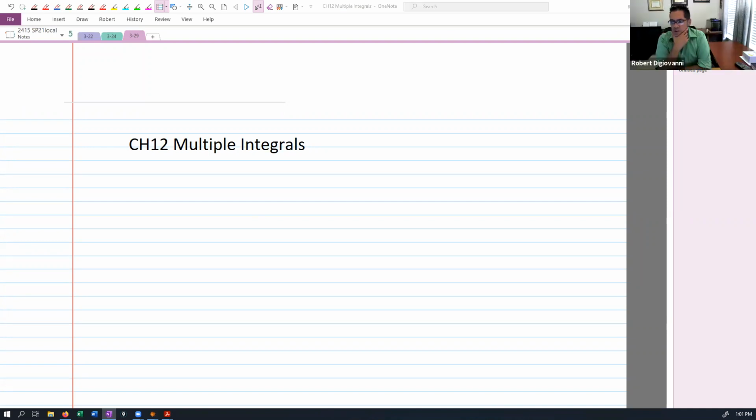Okay, we are going to start chapter 12 today, which is called multiple integrals. If you look back at everything we've done up to this point, chapter 10 was about vectors. We talked about the vector dot product and cross product. We talked about curves in space, and then tangent vectors, velocity, speed, and arc length.